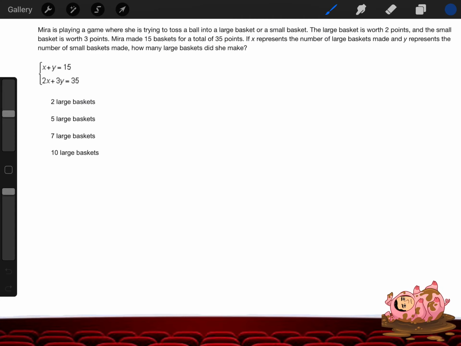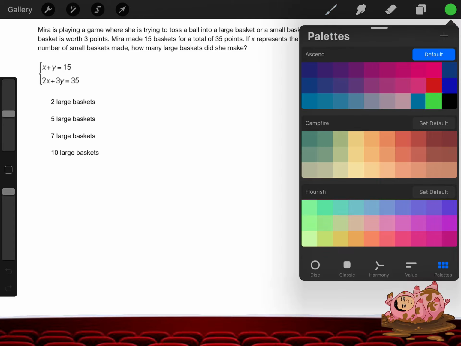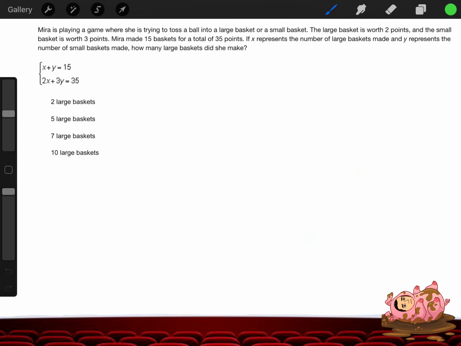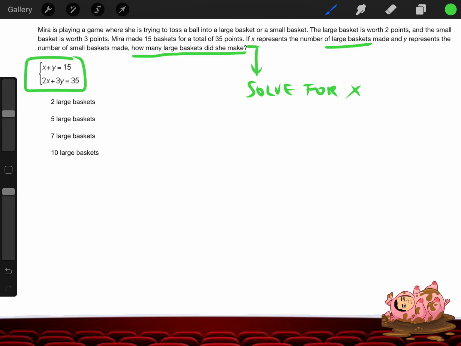All right, so Mira is playing a game, blah, blah, blah. Okay, so now I just want to point out the x represents the large basket. Okay, because that's exactly what they're asking, right? They're asking how many large baskets did she make. So we're going to solve for x. Okay, easy. Look at these equations right there. Just go ahead and do it. Okay, solve for x.